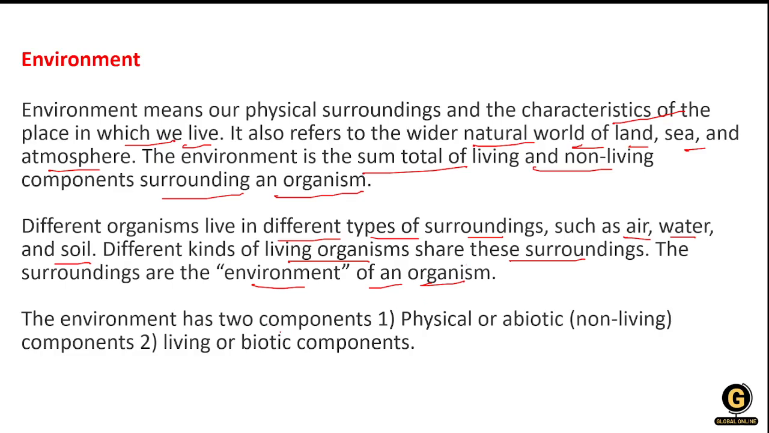So basically there are two components of environment. How many? Two components of environment: physical or abiotic, which is also called non-living, and the second one is living or biotic. What is it? Living or biotic, understanding. Abiotic and non-living are the same, so physical, abiotic, and non-living, all three are the same. Living and biotic are the same, clear.